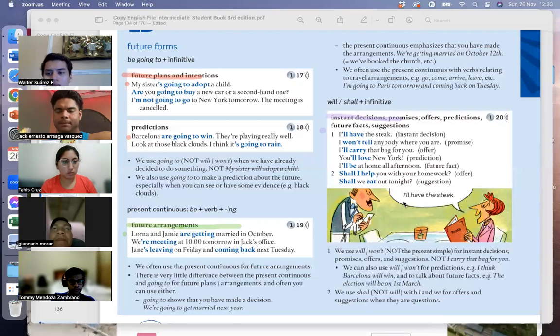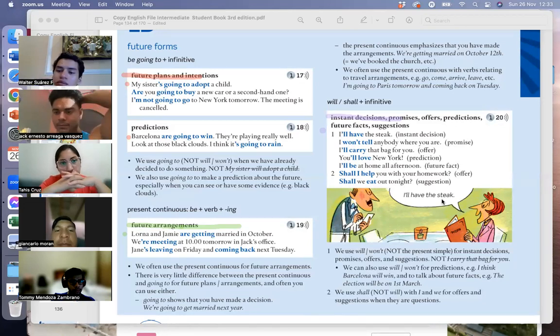So for example, I will have the steak. It's a decision I made right now. The waiter came, brought the menu, and I made a decision now. So I don't use the present simple. I don't say I have steak.